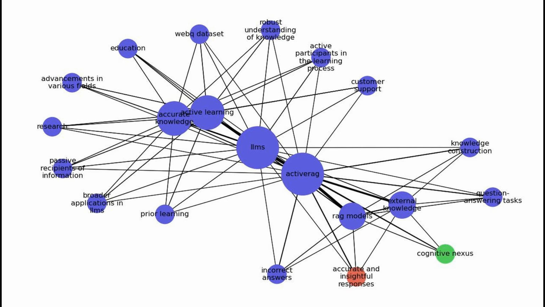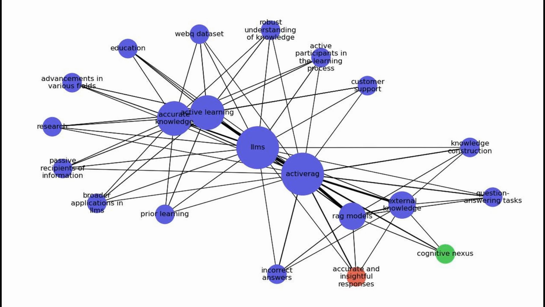For instance, ActiveRAG was found to perform particularly well on the WebQ dataset, showcasing its ability to handle complex questions by effectively linking retrieved knowledge to prior learning. This performance improvement suggests that the active learning approach used in ActiveRAG enables LLMs to dig deeper into the information they gather rather than just skimming the surface.